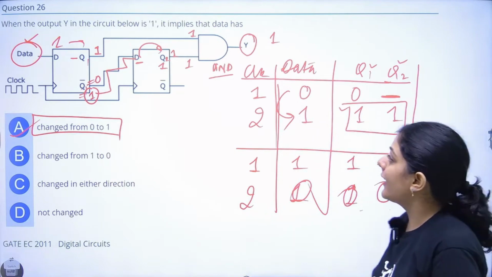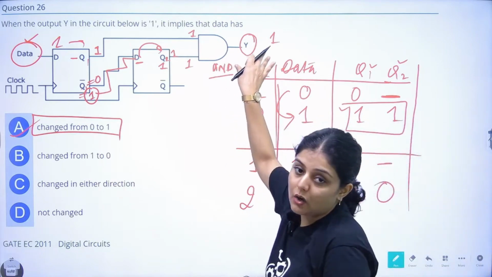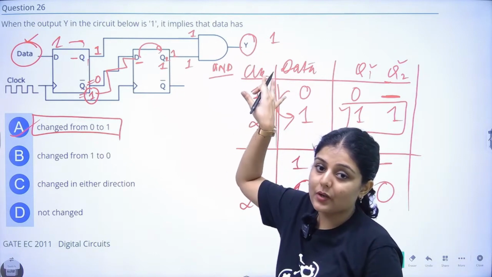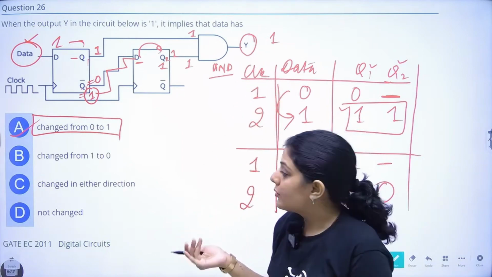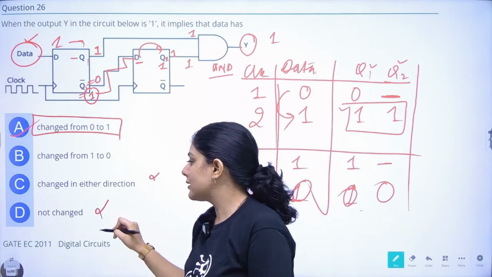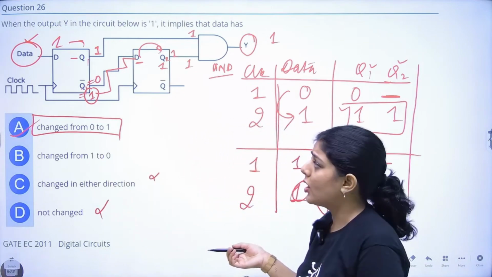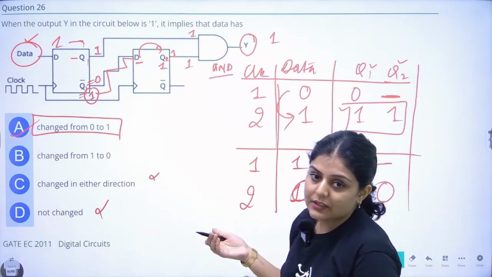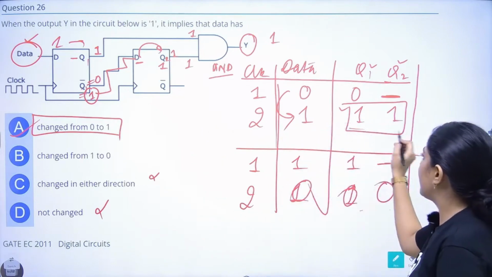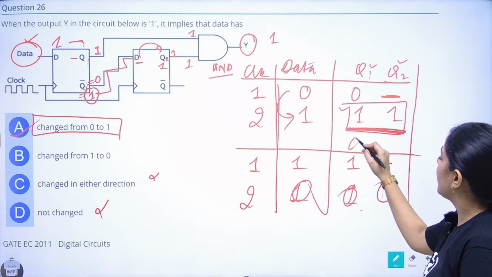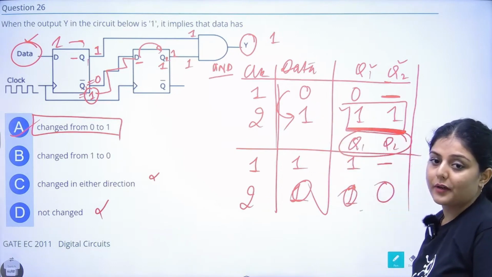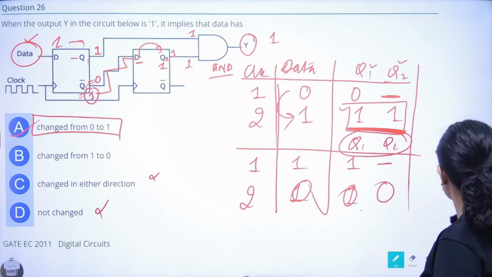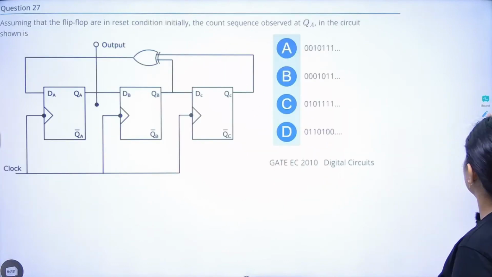This is an AND gate, right? Output is 1. That is given to us and they are asking what is the transition that is occurring in data. So this is not a condition, that is not changed at all. This should be changed. And what is the desired change in order to make both the Q1 and Q2 values 1? So the change should be from 0 to 1, right? Okay, moving on to the next question.